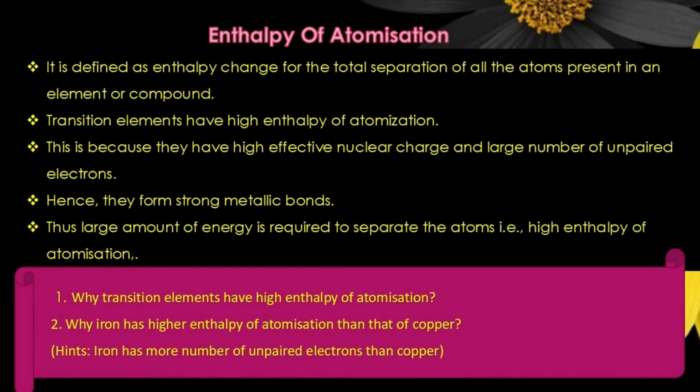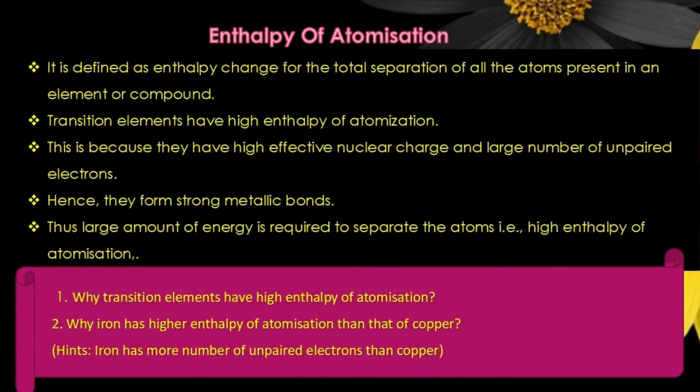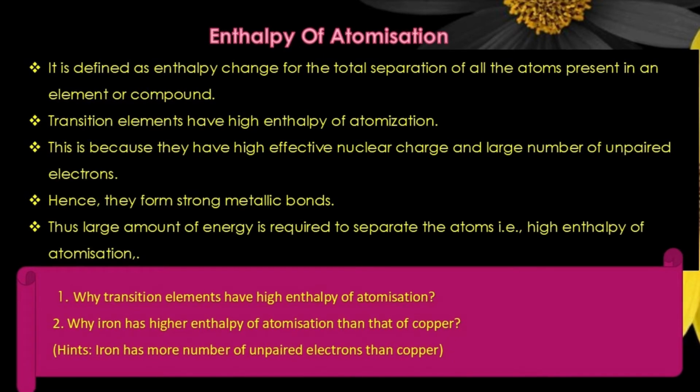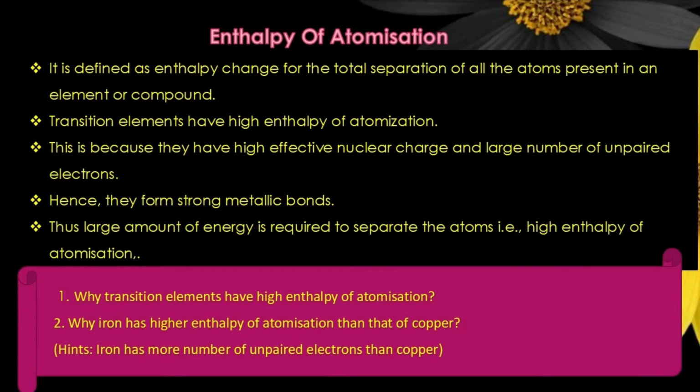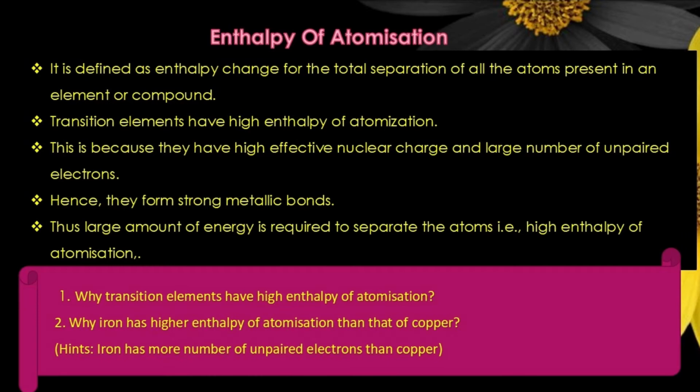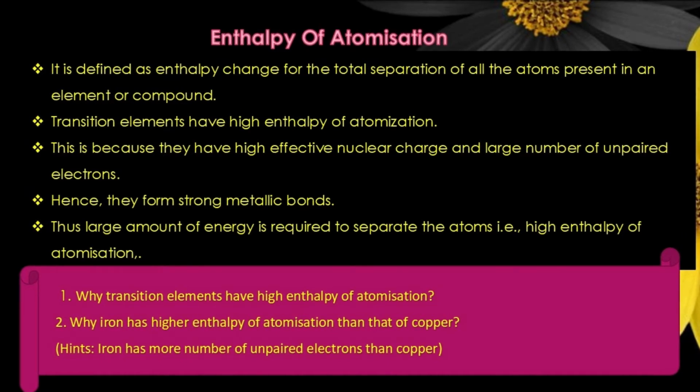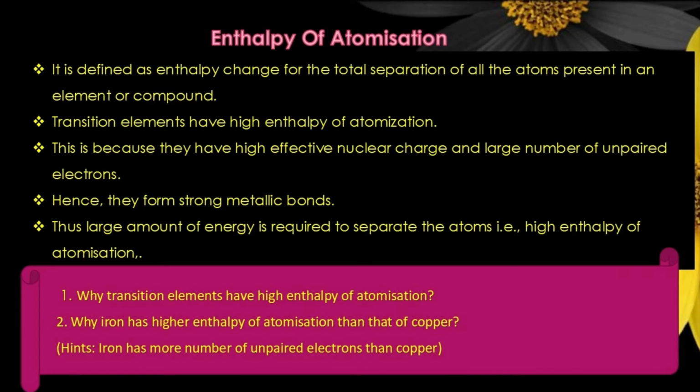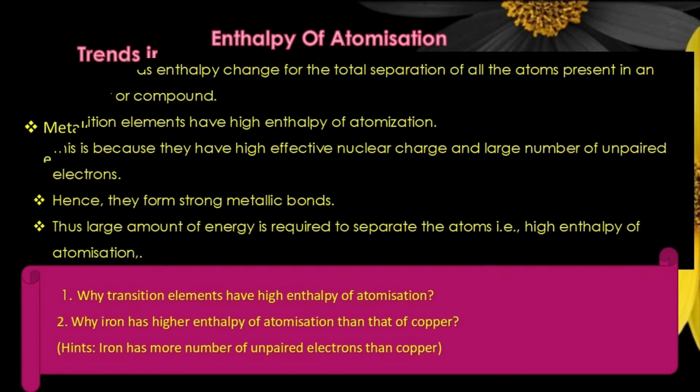Since copper has fewer unpaired electrons, the number of electrons contributed to the interatomic metallic bond will be lower. Hence it forms a weaker interatomic metallic bond and has a lower enthalpy of atomization than iron.